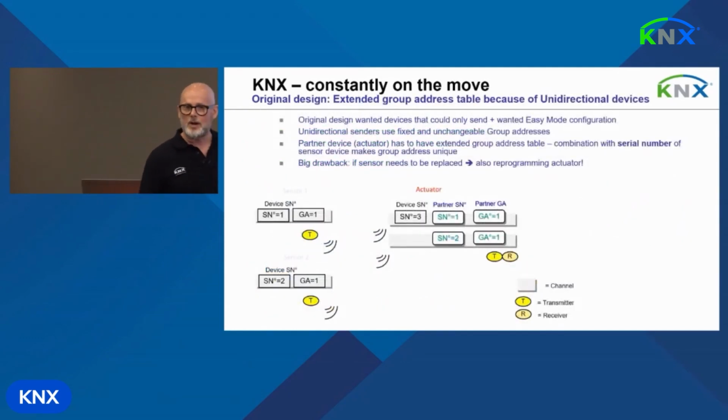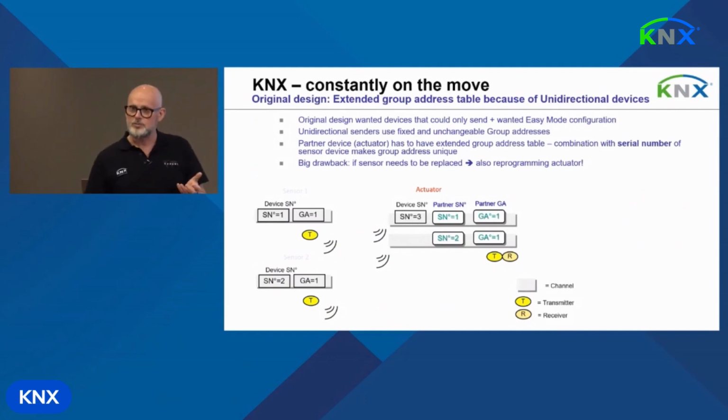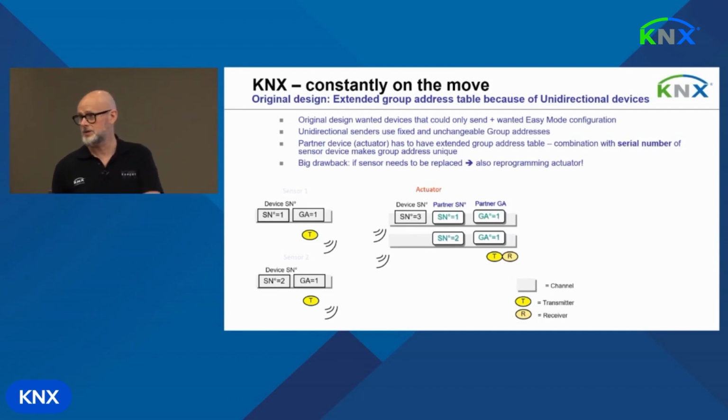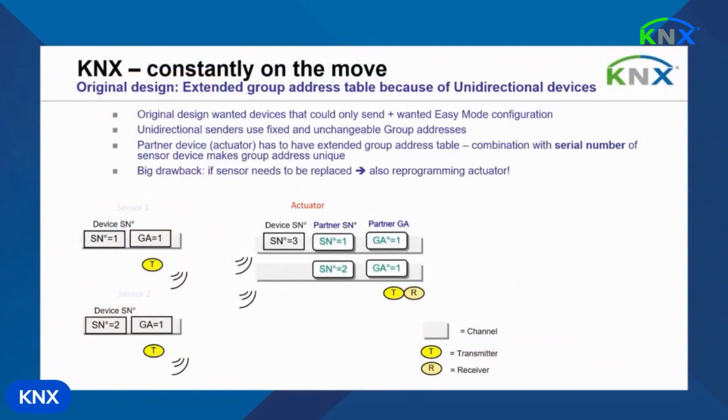At the time when the design was made for the first radio frequency easy mode, people wanted explicit unidirectional devices. And because of the need to have unidirectional devices, they did not have the possibility to change group addresses in the devices. So most devices used standard, so fixed group addresses.